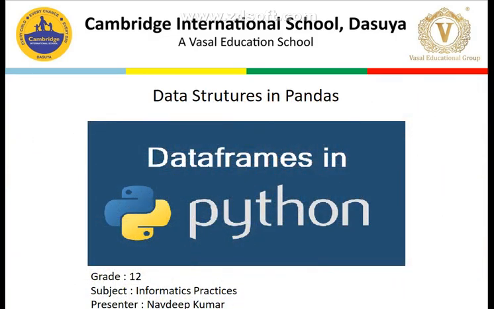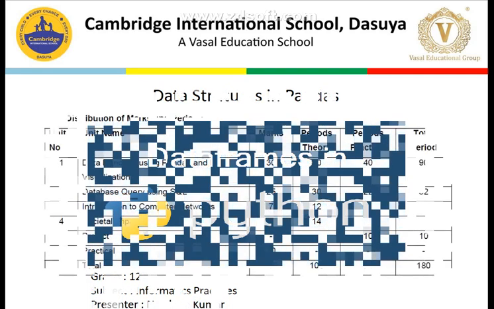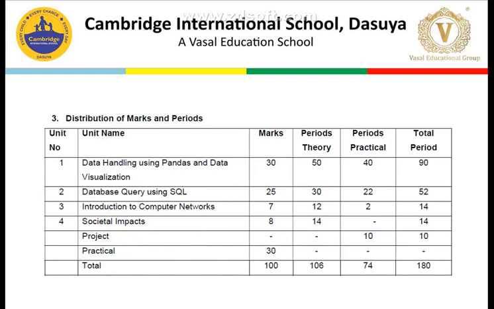So students, our unit number 1 starts with data structures in Pandas. We basically have two data structures in Pandas. One is data frame and the second is series. You can have a look at the syllabus also. With the distribution of marks, we are covering unit number 1, that is data handling using Pandas and data visualization. You can see that it carries 30 marks out of 100. So this is a very important chapter that we are going through.